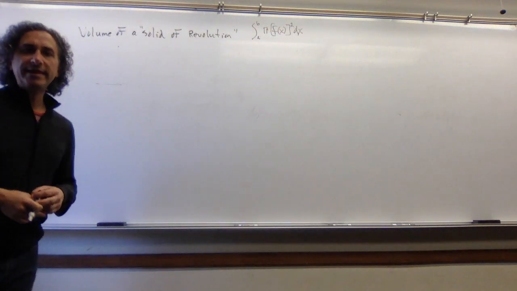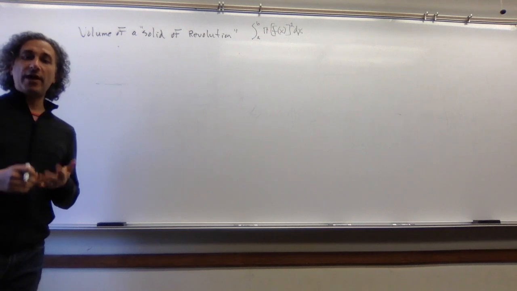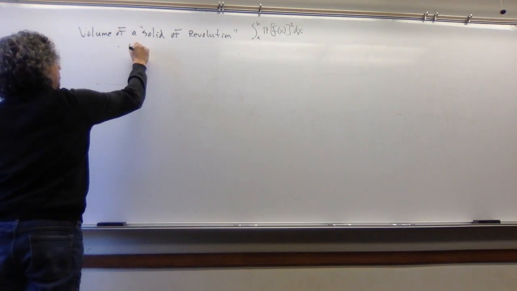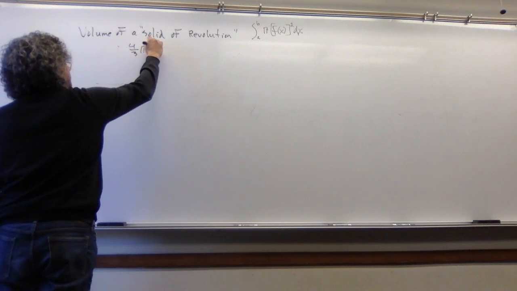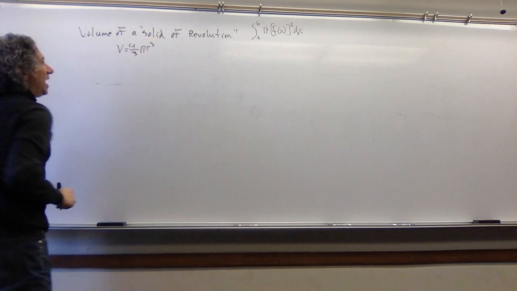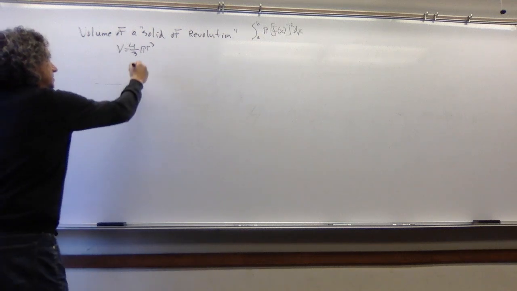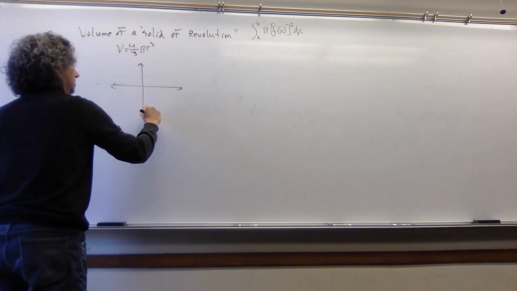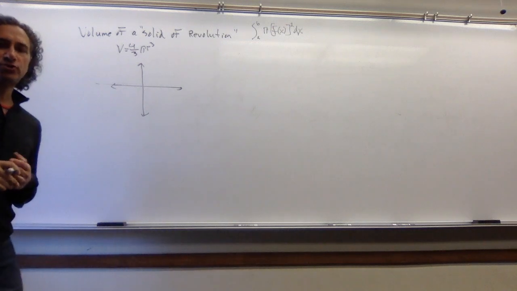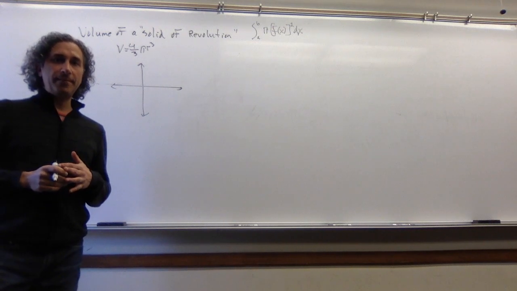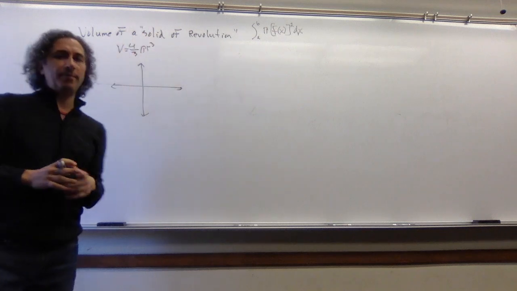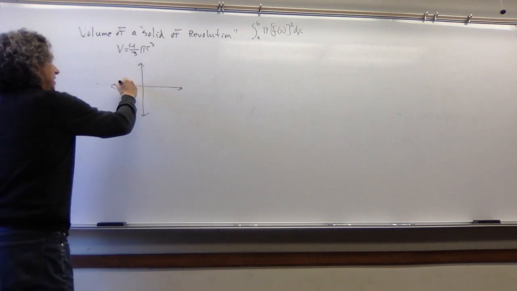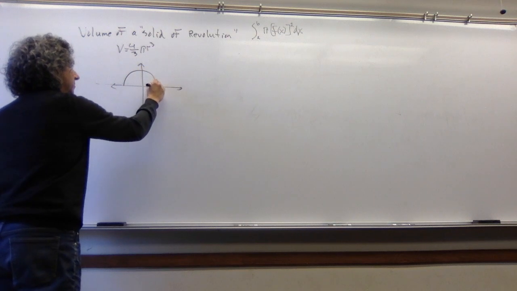As one example, let's use this process to find the volume of a sphere. You might know that the volume of a sphere is 4/3 pi r cubed. Let's actually use calculus to derive this. So let's first draw a picture. I need to draw a sphere in the context of this problem, thinking of it as a solid of revolution.